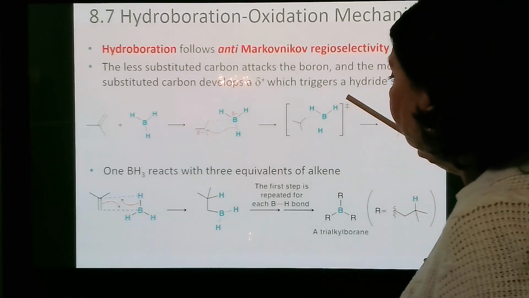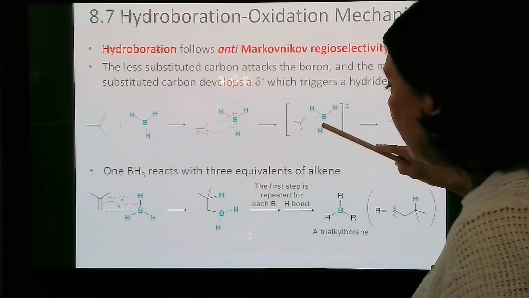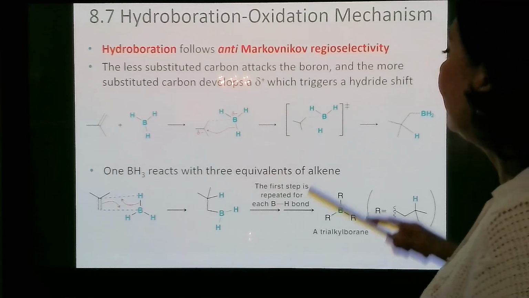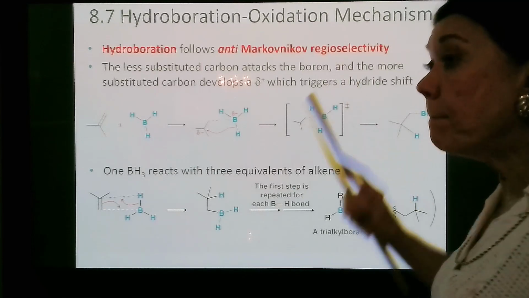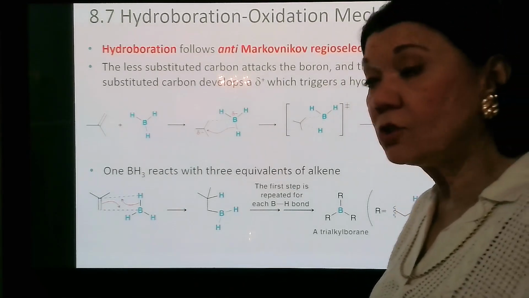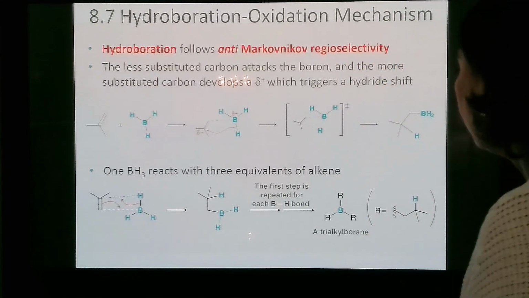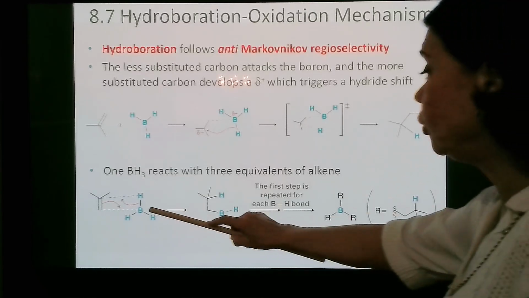But notice, this is the transition state, and notice you have a 4-centered intermediate. Hence, the boron and hydrogen must be added from the same side. You must have a syn addition. Anti-addition is not possible. And so, it's not shown here, but you do have the syn addition.